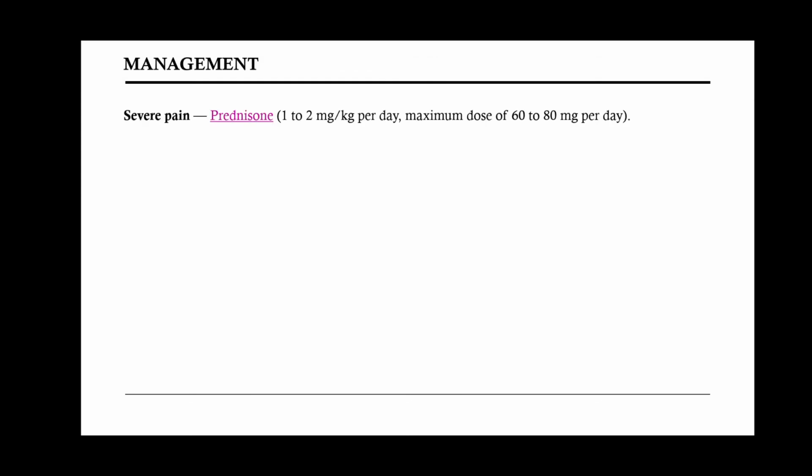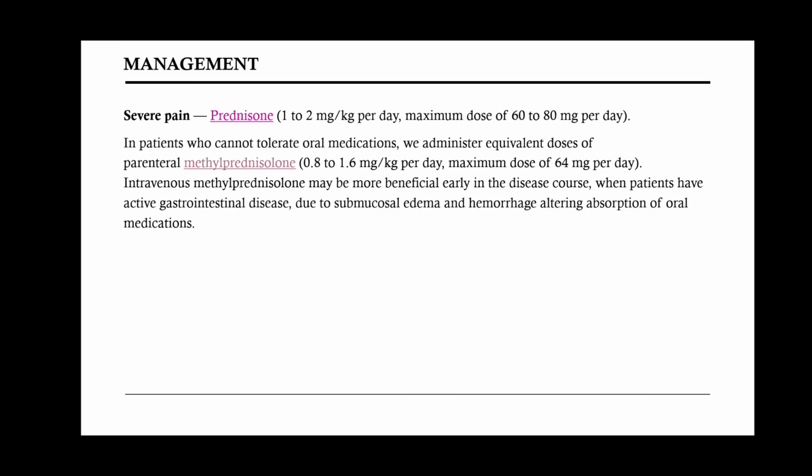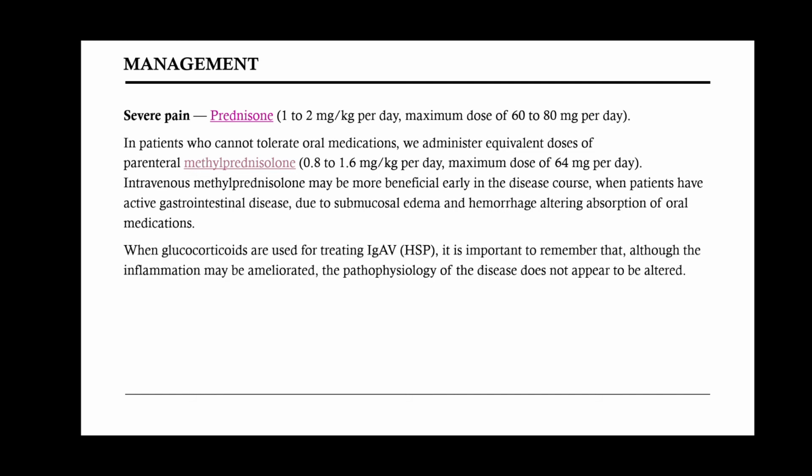Severe pain can be managed with prednisone, 1 to 2 milligrams per kg per day, a maximum dose of 60 to 80 milligrams per day. In patients who cannot tolerate oral medications, we administer equivalent doses of parenteral methylprednisolone. IV methylprednisolone may be more beneficial early in the disease course, when patients have active gastrointestinal disease due to submucosal edema and hemorrhage altering absorption of oral medications.